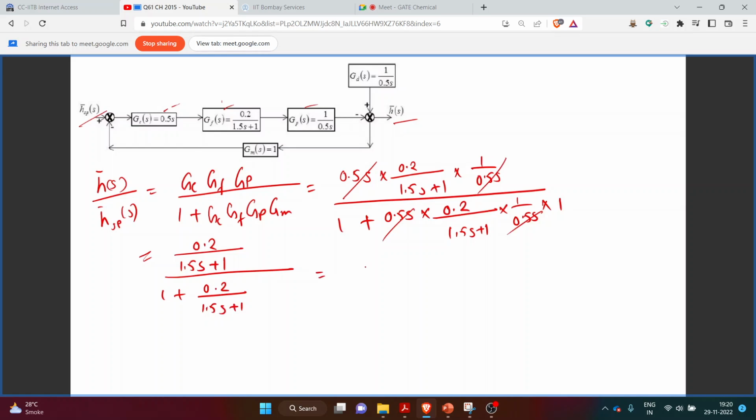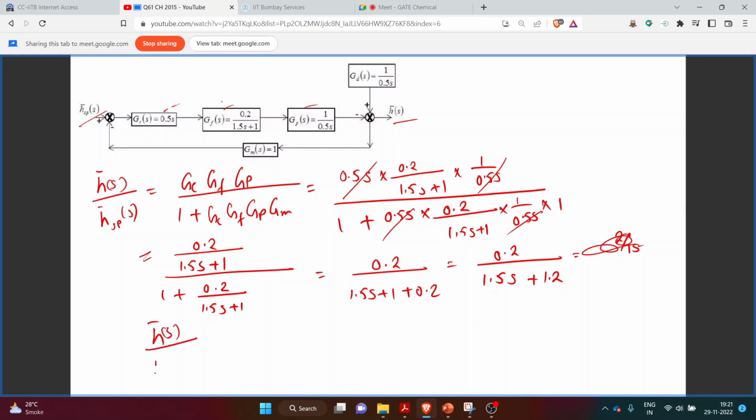So this will become 1.5s plus 1 plus 0.2, and the denominator of both these terms will get cancelled out. So you can write the final equation as 0.2 upon 1.5s plus 1.2. This you can also write as, let's just take 1.2 common from this.